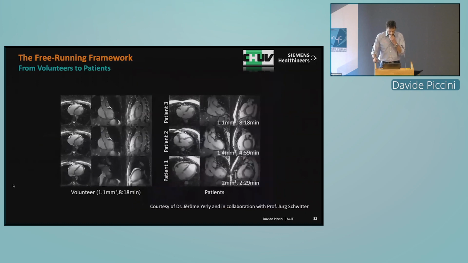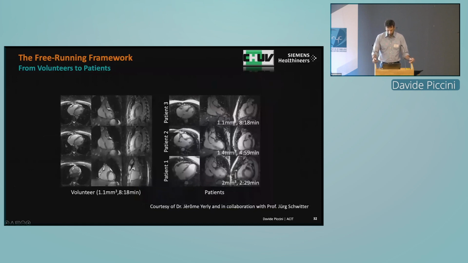And these are our first experiences in Lausanne. These are actually data sets acquired by Jerome. This was the second version of the sequence. There is no fat saturation, but this was to have a 3D sequence. So the idea was to have a 3D cine sequence without any sort of gating or triggering, and see how much we could push the resolution and how much the acquisition time would go up or down.